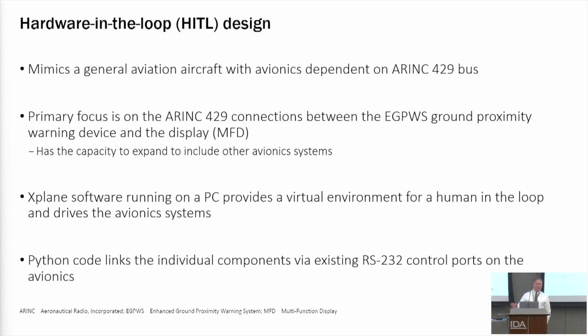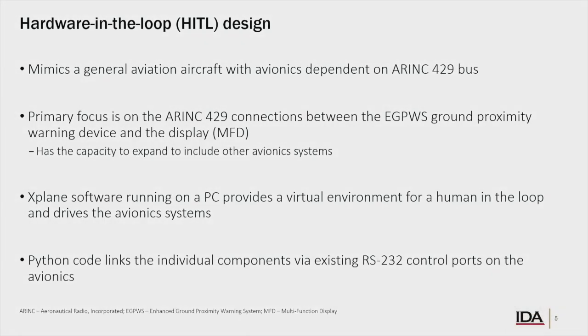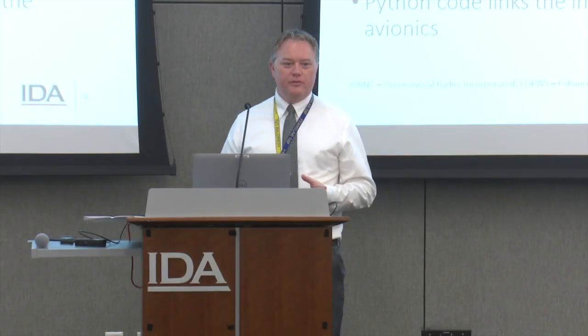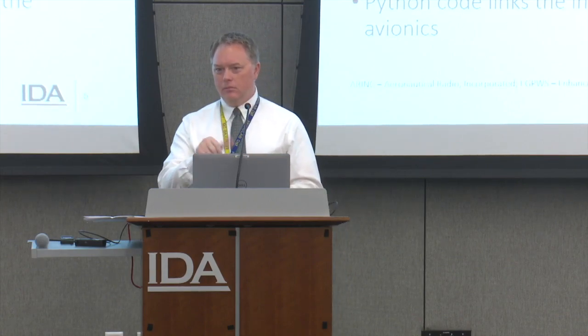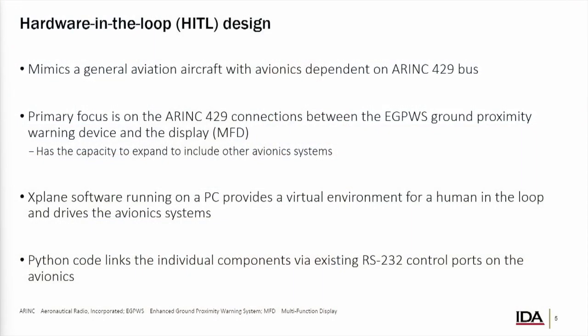So Steve's done a great job laying out what the problem is and what we have to deal with. And I'm going to take some time and get you more familiar with our hardware in the loop simulator from a hardware perspective. So can everyone hear me through this? Perfect. So what we did is we set out to generate this hardware in the loop simulator so that we can explore this ARINC 429 bus. Our HITL mimics an aircraft that is dependent on the 429 bus. And specifically, we look at the ARINC 429 connections between an enhanced ground proximity warning system and the multifunction display.